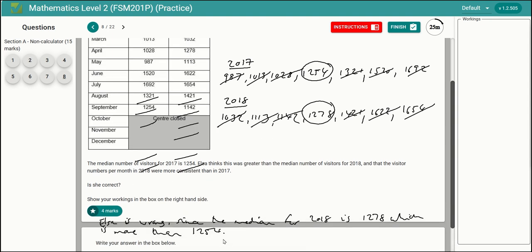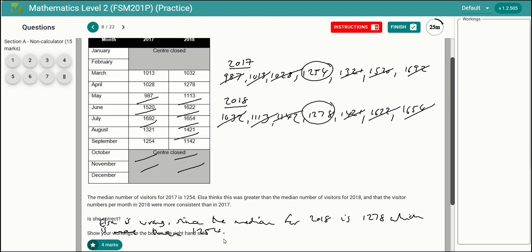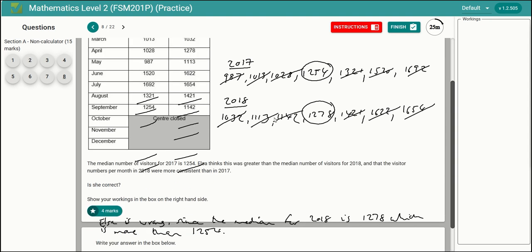Okay, now let's move on to the second part of the question. Let's just move back up again. What does the question say? The visitor numbers were more consistent in 2018 than 2017. So consistency is all about range. Okay, so what is the range for 2017? That's going to be the range is the biggest, take away the smallest. So 2 take 7 can't be done, so 9 becomes 8, 2 becomes 12, 12 take 7 is 5, 8 take 8 is 0, 16 take away 9 is 7. Okay, so here we've got a range of 705.